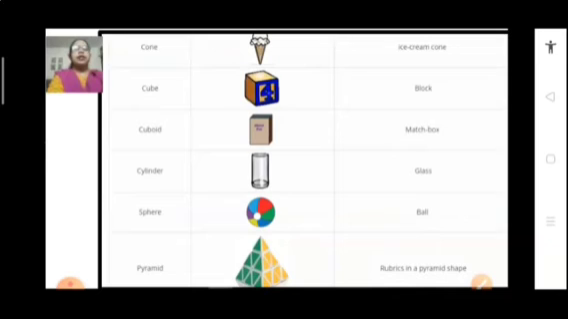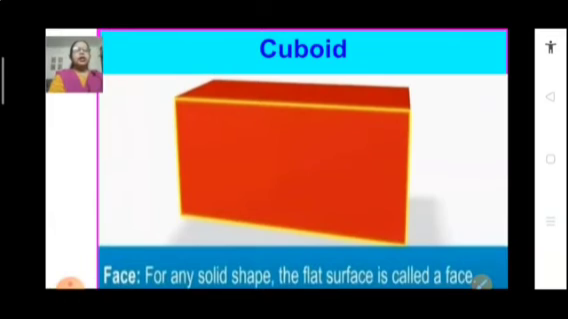So we have examples of the 3-dimensional shapes. What are they? First one is an ice cream cone, an example of a cone. Then we have a cube, a Rubik's cube, which is a block. Then cuboid: a matchbox or a textbook can be taken as an example of a cuboid. Cylinder, a glass, and sphere, a ball is a sphere. And then we have a pyramid shape. So what is a cuboid? You can take your compass box or pencil box as the example of a cuboid.